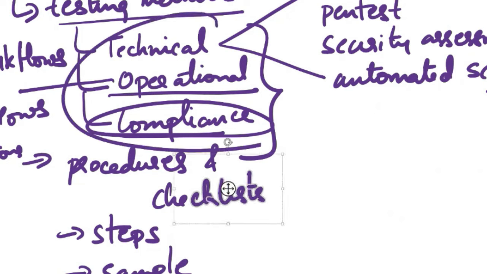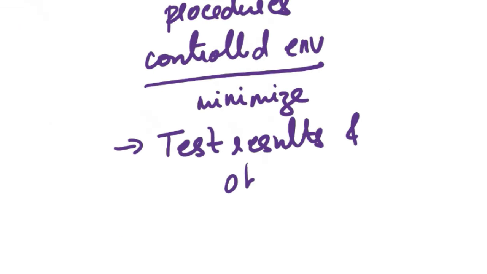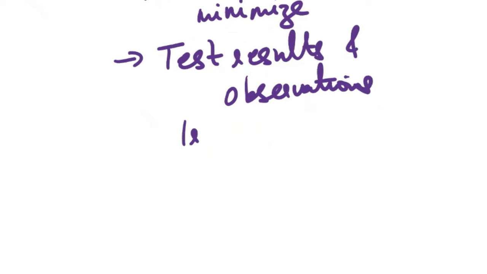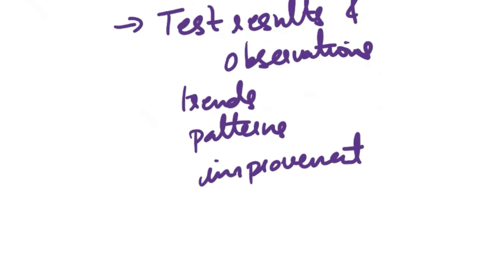So once you're done with these testing methods, the next step is to analyze test results and observations to identify trends, patterns, and areas of improvement. Compare test results against predefined criteria, benchmarks, and industry standards to assess compliance, effectiveness, and performance. Evaluate the severity and significance of findings to prioritize remediation efforts and recommendations.